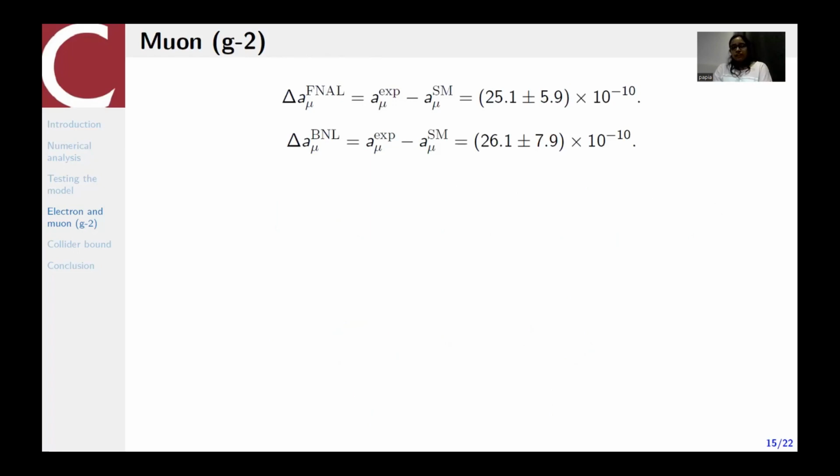For the muon g minus 2, similarly, we have two values, FNAL and BNL, but I apologize that I did not include here the recent values of muon g minus 2. This is the older result, whatever is written here. But recently, in this month only, a new result came out, so I did not add that one. Okay, now coming to the next slide.